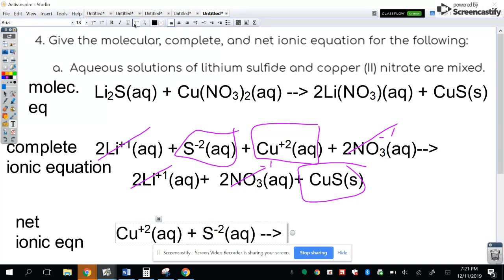to form copper sulfide, well, copper 2 sulfide. And that's it.